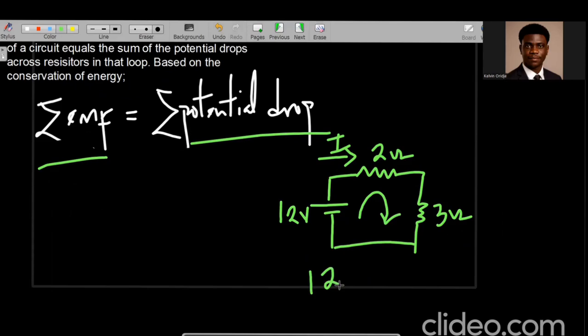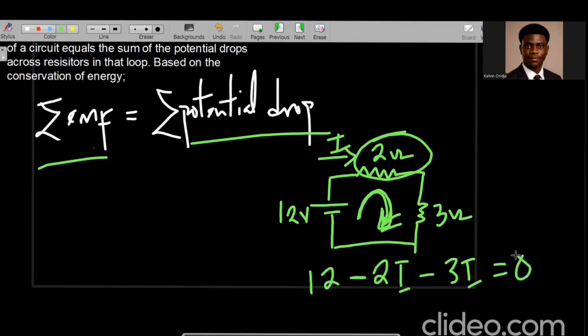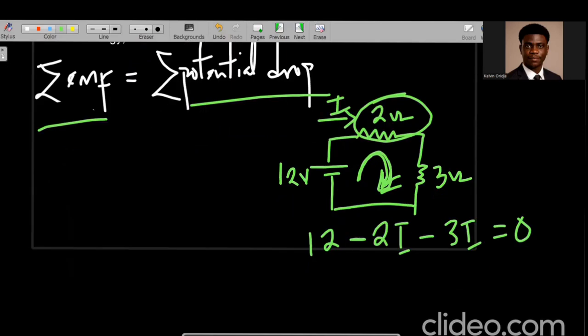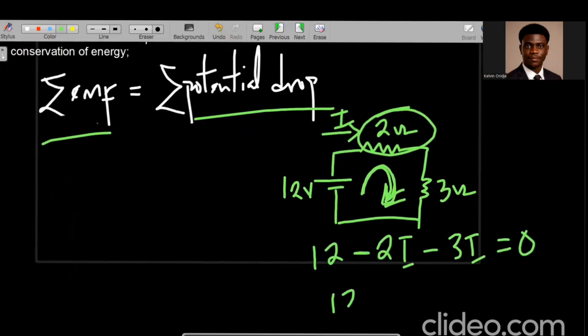And if the current is moving through this circuit following this loop direction, you see this loop direction is going in a circular form. So this is going to be 12. Then the next component is the 2 ohm resistor, minus 2I. Then you go on to the next component, which is the 3 ohm resistor, minus 3I, is equal to 0. So we can conclude that 12 minus 5I is equal to 0. So this is Kirchhoff's voltage rule.